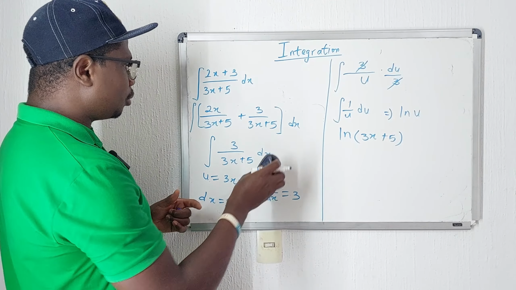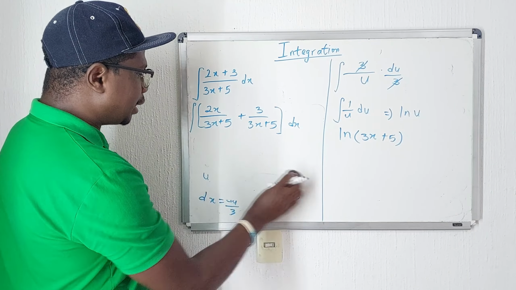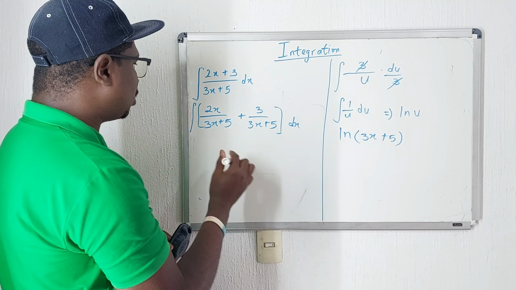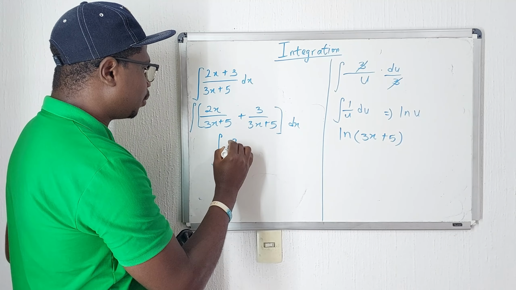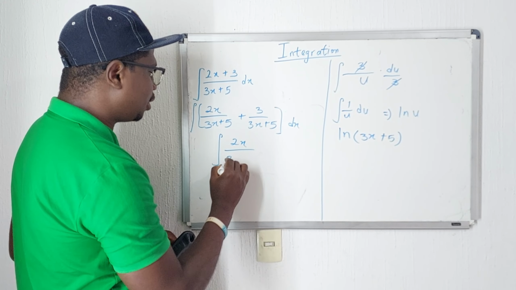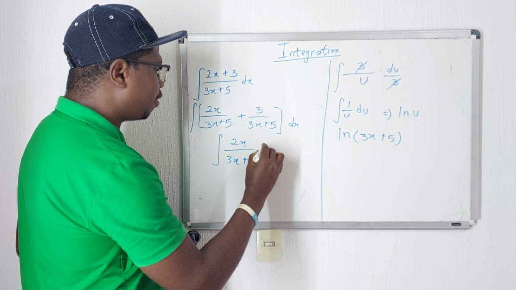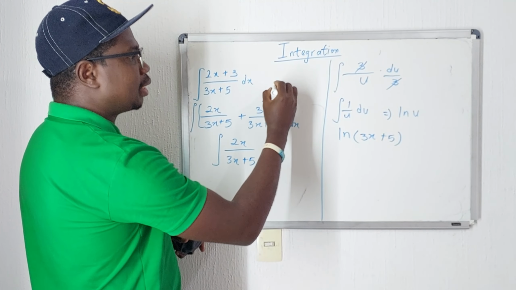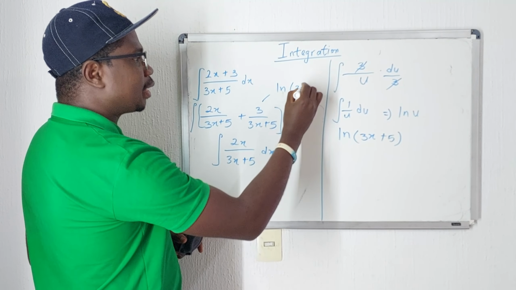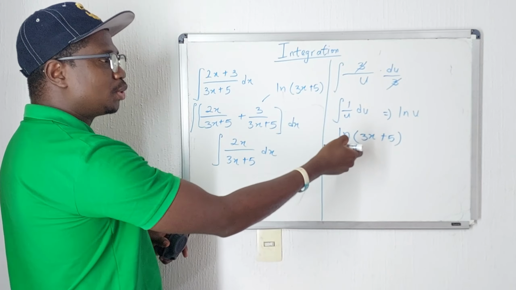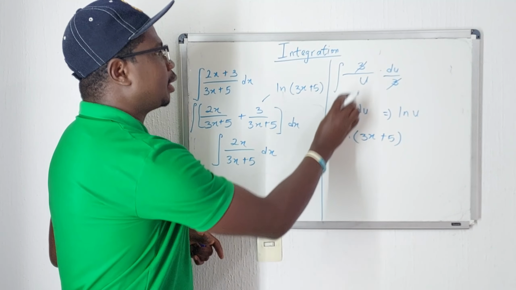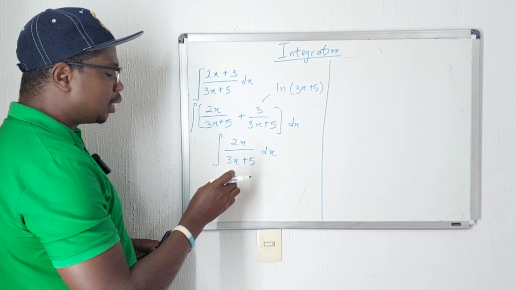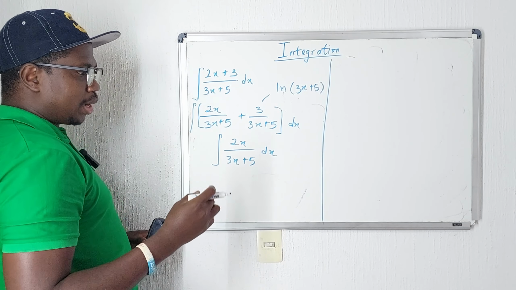Now, let's take the second part. We have the integral of 2x over 3x plus 5 dx, what do we do? Remember, for this one we have ln 3x plus 5. So let's keep this one separate. So we can clean this part. So what do we do here? We can do the same thing.